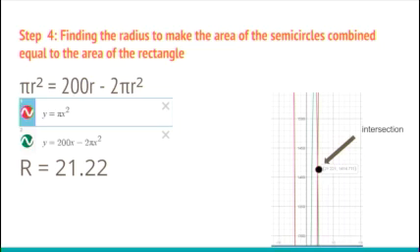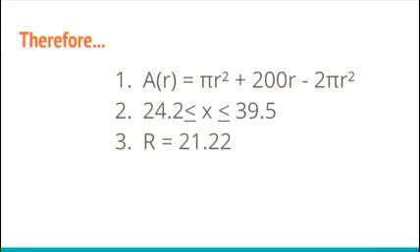To recap, in number 1, we found the function that models the problem as A in terms of r equals pi r squared plus 200r minus 2 pi r squared by taking the base equation of the shape, A in terms of r equals pi r squared plus x times y, and solving for x and y and inserting the outcome of those variables into the A in terms of r equation, which then became A in terms of r equals pi r squared plus 200r minus 2 pi r squared.